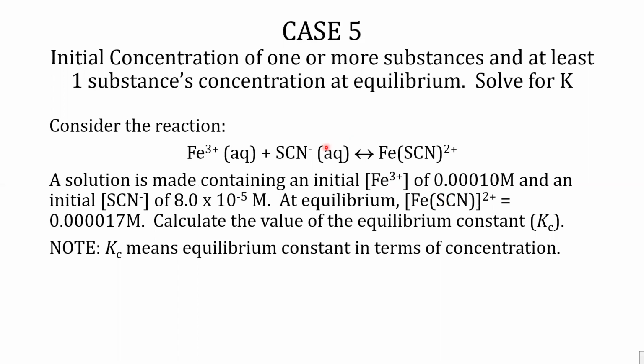Case 5 is where an initial concentration of one or more substances and at least one substance concentration at equilibrium is provided. Solve for K. Consider the reaction Fe3+ (aq) plus SCN- (aq) at equilibrium forms FeSCN2+.